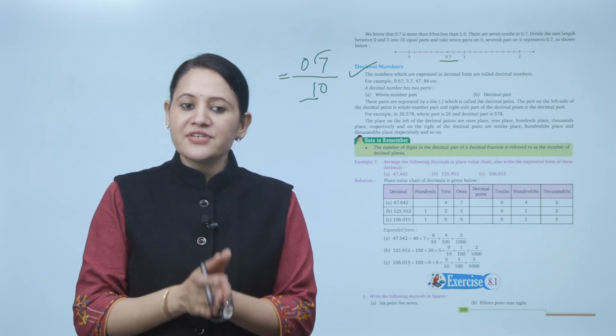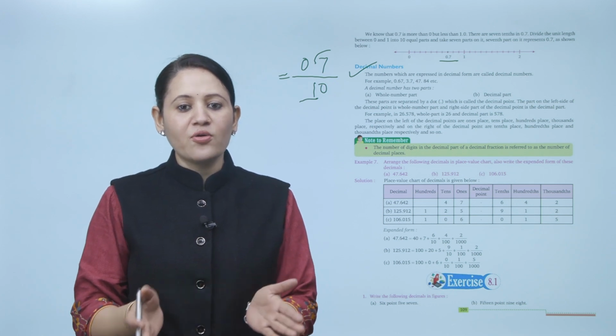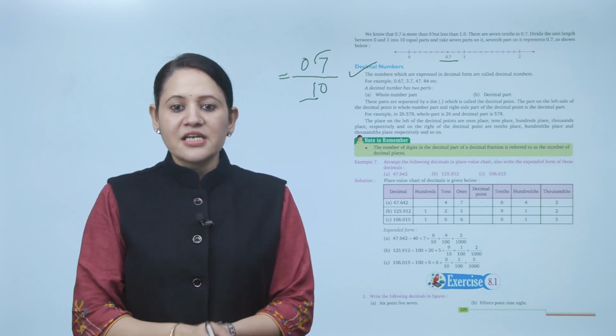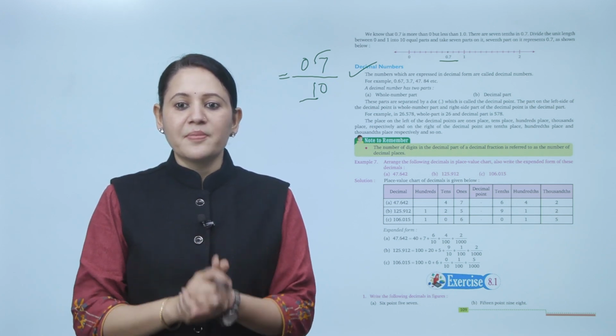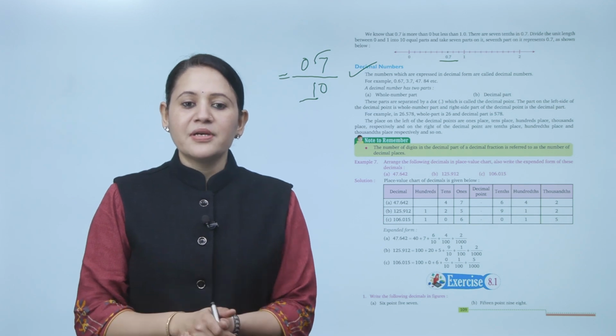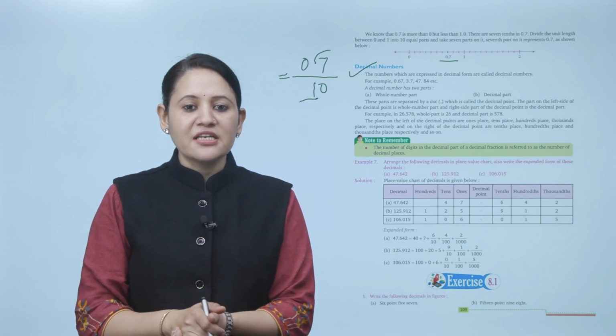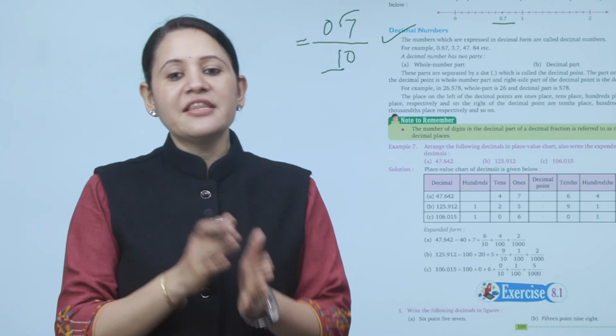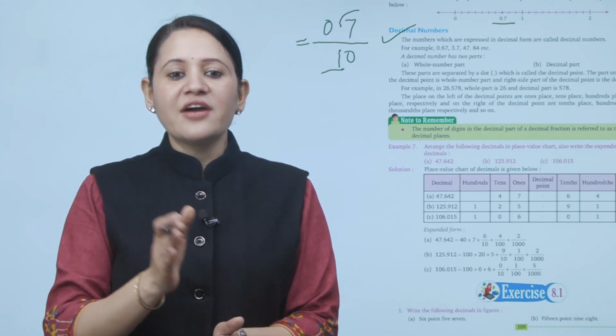The part on the left hand side of the decimal point is the whole number part and the right side part is called the decimal part. Clear? For example, 26.578. So the whole part is 26 and the decimal part is 578.